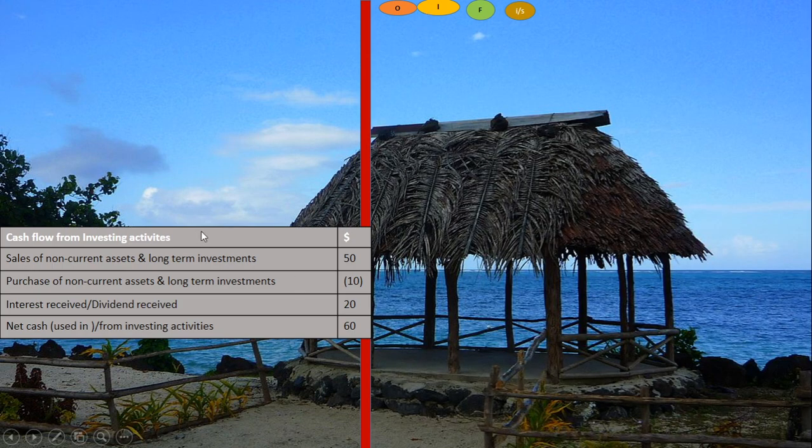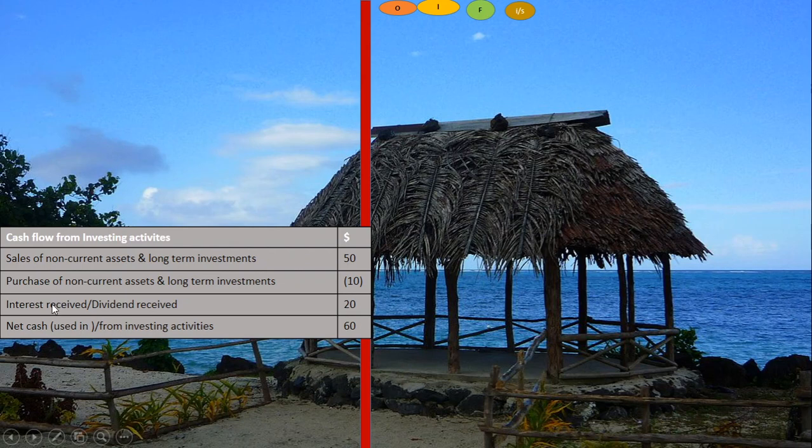Now to calculate cash flow from investing activities, very simple. You just need to remember sale and purchase. Sale of non-current assets and long-term investment. When there is sale, obviously there will be inflow, so positive. The reverse of sale is purchase. Purchase of non-current assets and long-term investment, negative. And then interest received and dividend received, you add it up here.